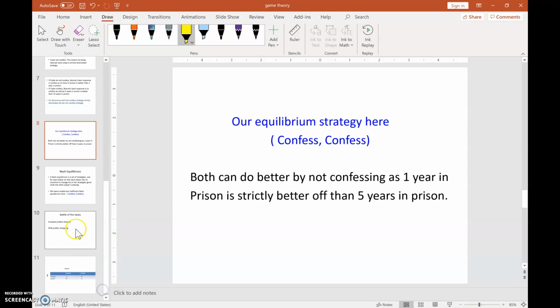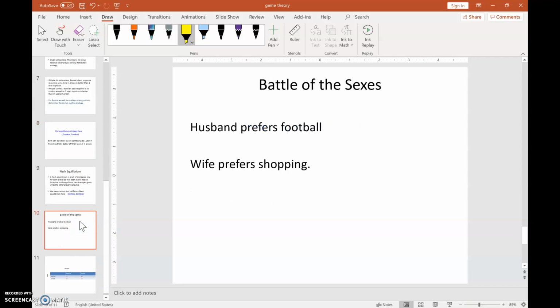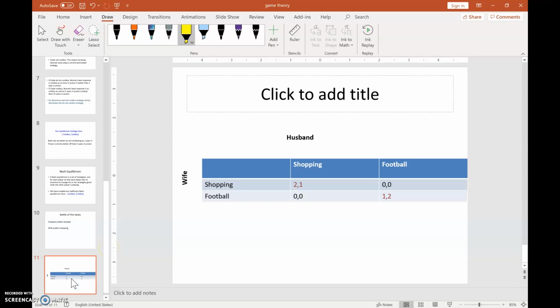Now I'm going to look at another game, which is the battle of the sexes, where the husband prefers the football game over shopping and the wife prefers shopping over the football game. Probably when this game was written, I think mobile phone services were not in use.